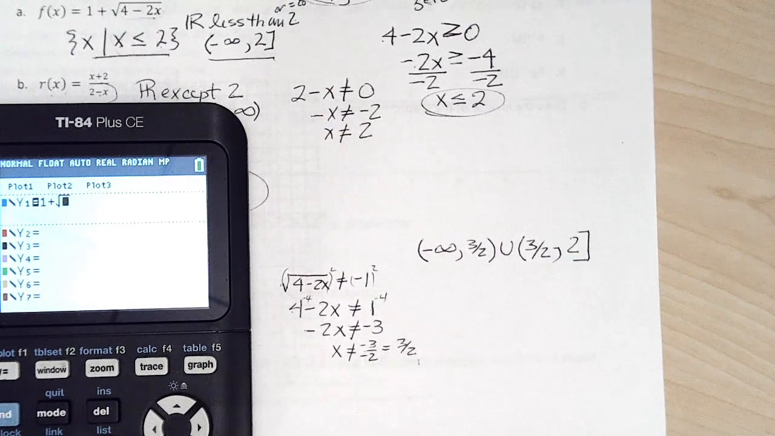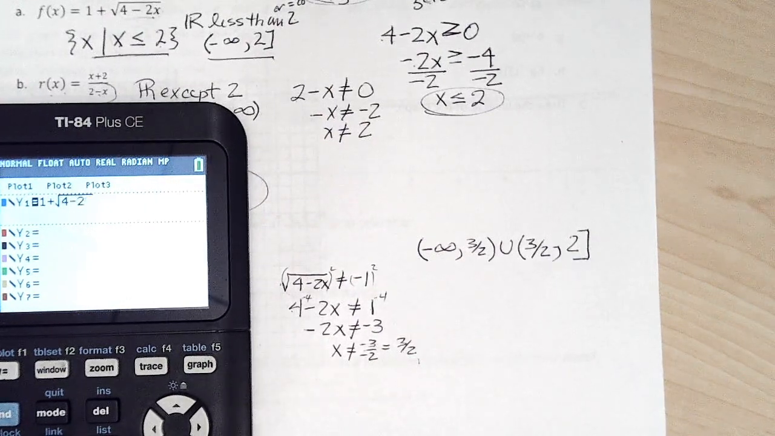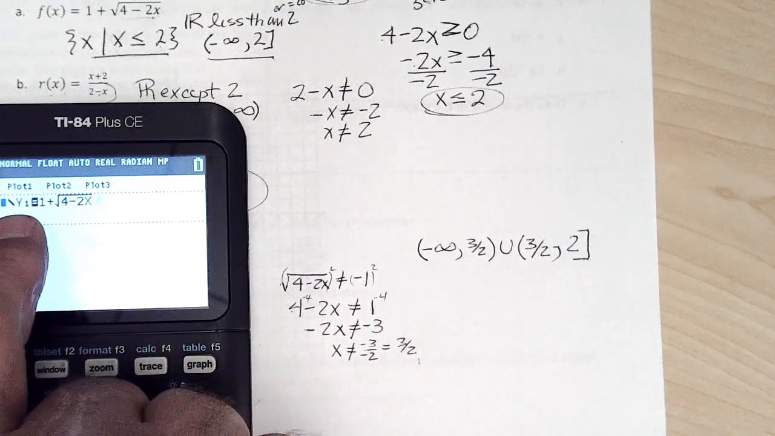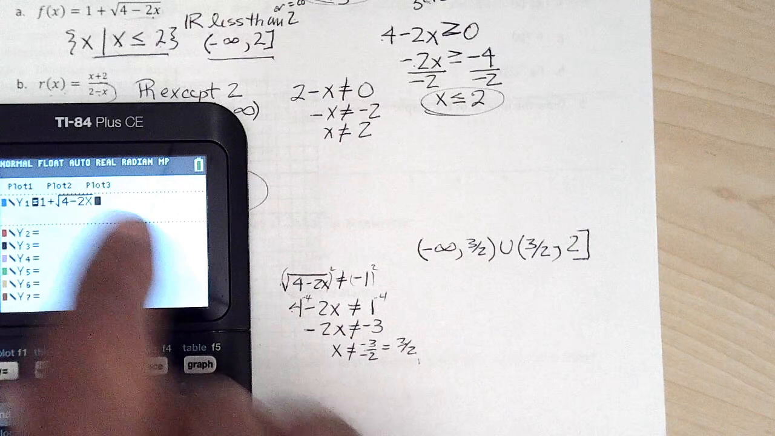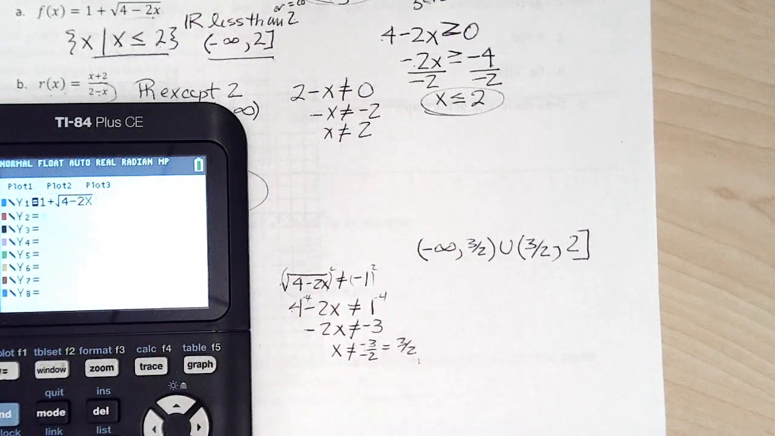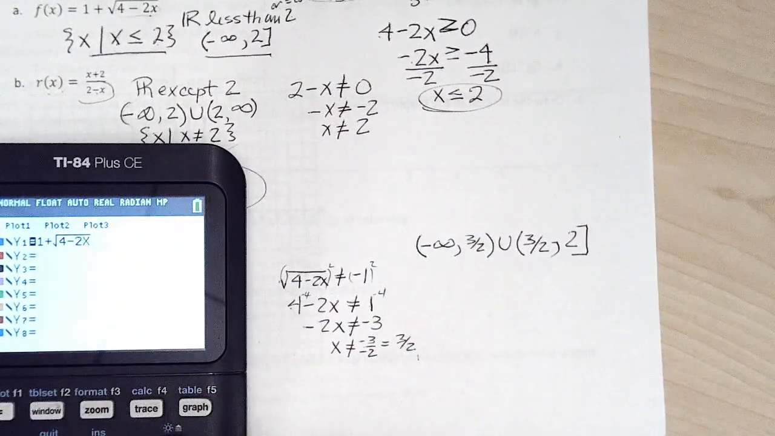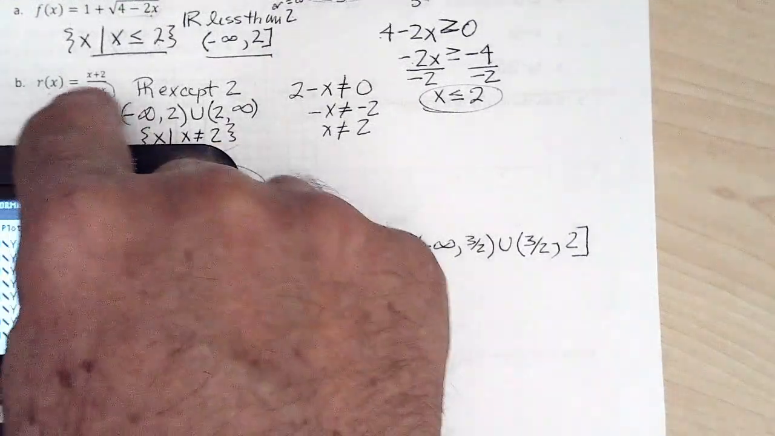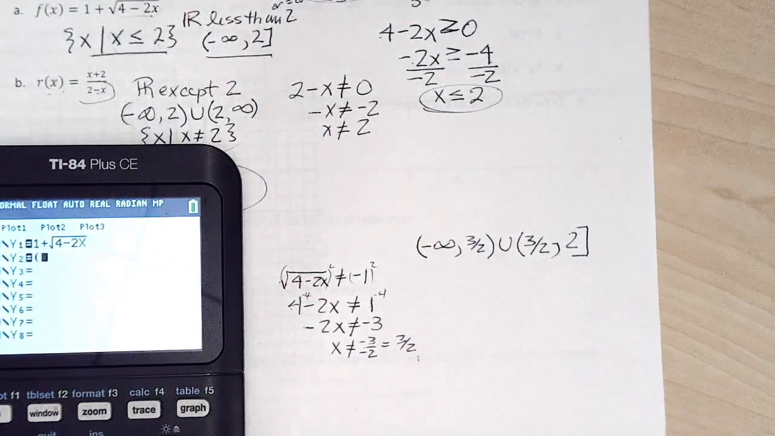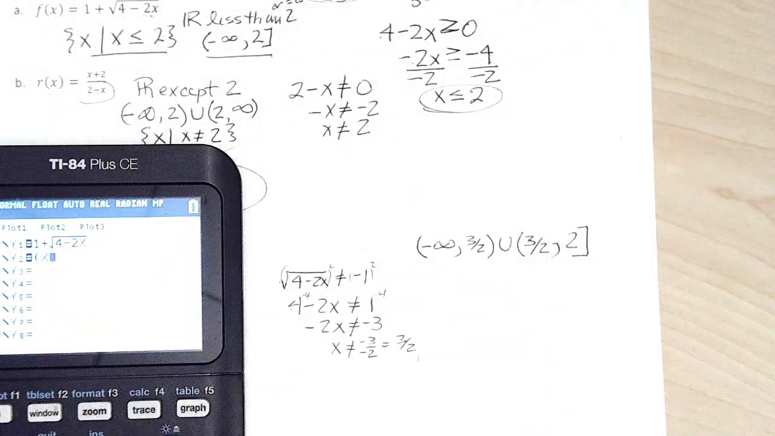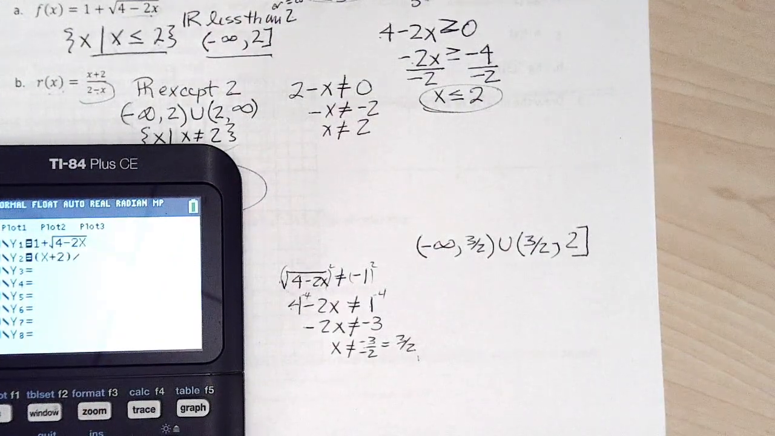1 plus square root of 4 minus 2x. That's f of x. Now in Desmos I'd write f of x equals this. Then I'm going to go down here and do a different one. In Desmos I'd write r of x. And here I'm just going to call it y2, and r of x is parenthesis x plus 2, close parenthesis, divided by parenthesis 2 minus x, close parenthesis.